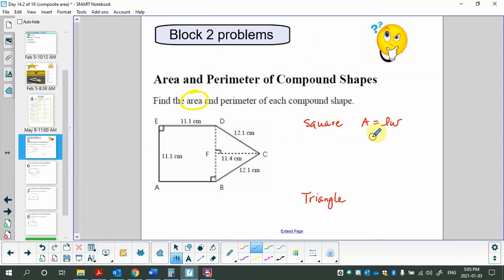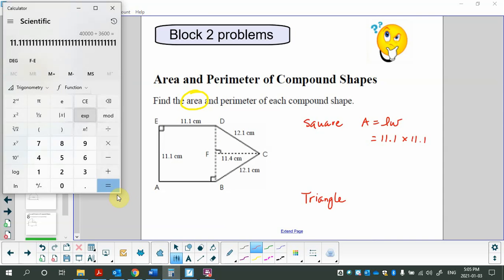Now I'm hoping I have all the measurements, otherwise I'll have to rethink that and then come back to here. The length of this square is 11.1, and I have to times it by the width of this square, which is also 11.1, otherwise it wouldn't be a square. And I should calculate that.